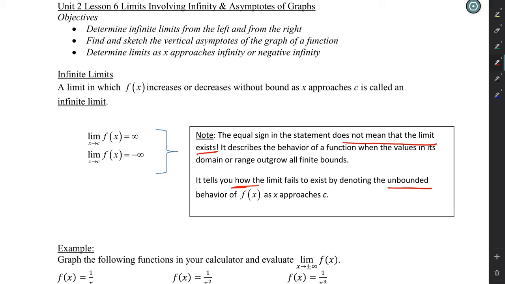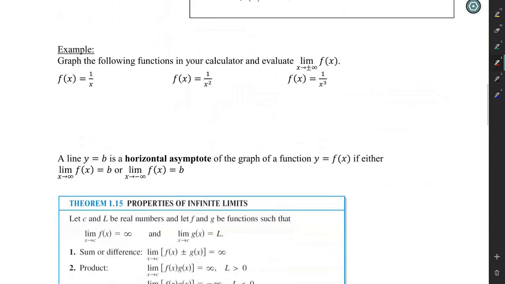By denoting the unbounded behavior of f of x as x approaches c. So for the following, we're going to graph them in our calculator and use them to evaluate the limit as x approaches infinity and negative infinity. So for the first example, 1 over x, if you graph it in your calculator, this is what you're going to get.